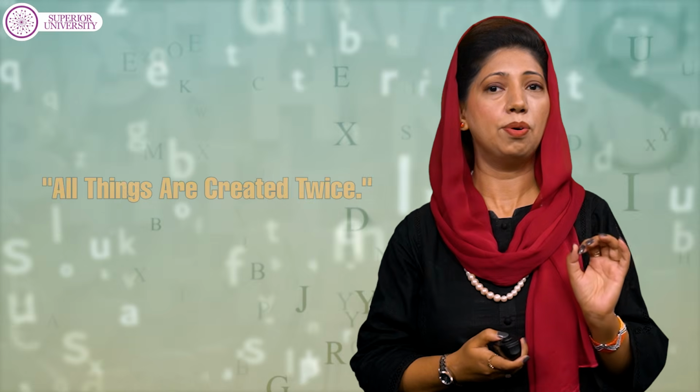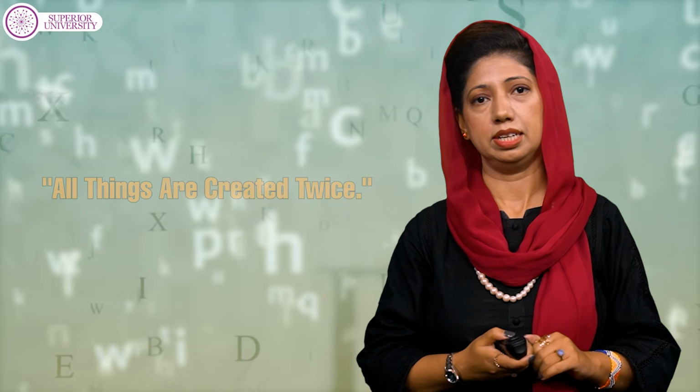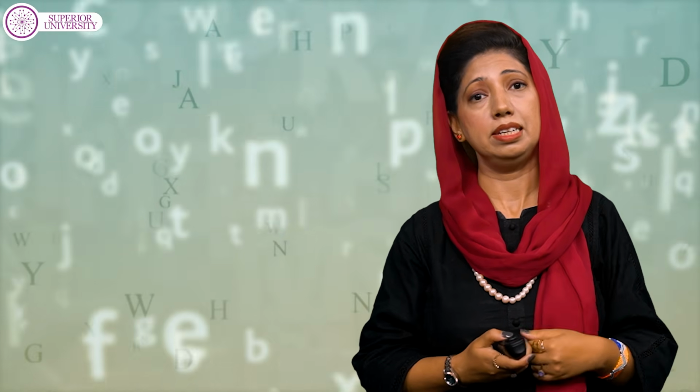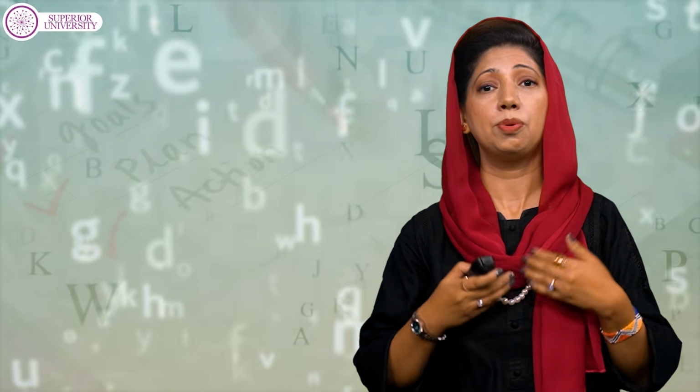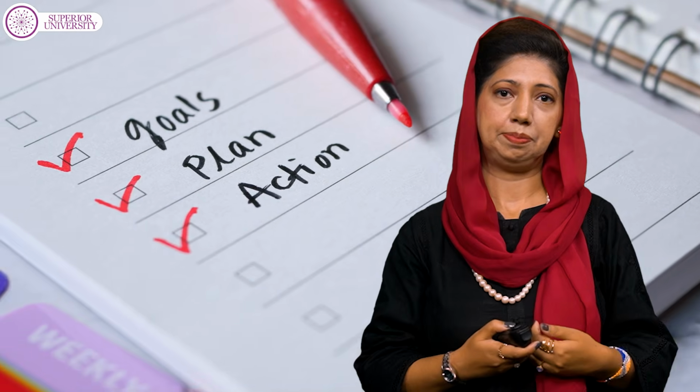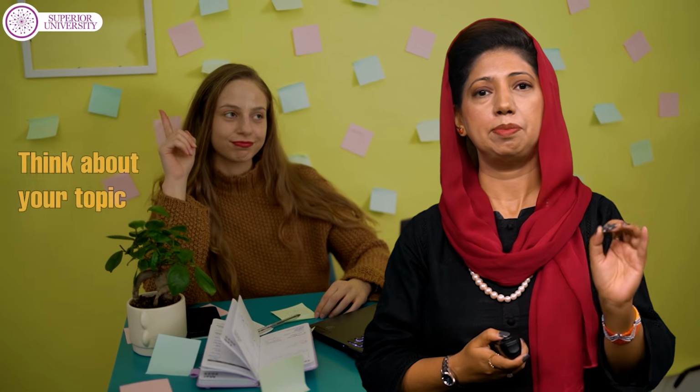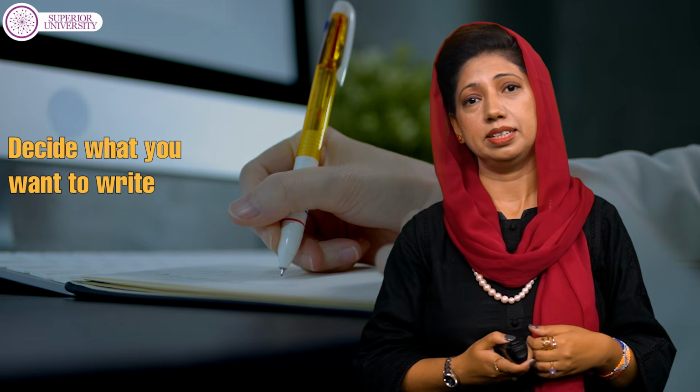Another idea introduced in this reading is all things are created twice. The first creation happens in our mind when we plan, imagine, and make decisions. And the second creation happens when we put those plans into action. For example, before writing an assignment, you first think about the topic, organize your ideas, and decide what you want to write. That's the first creation. Writing the assignment is the second creation.